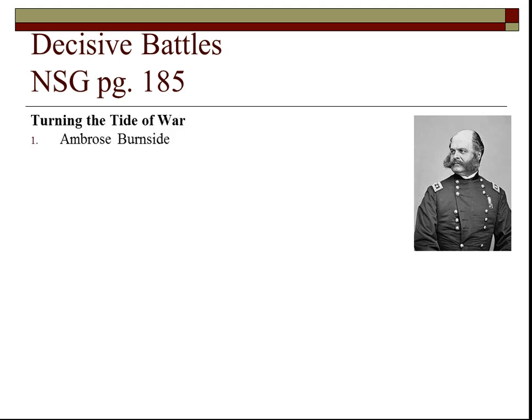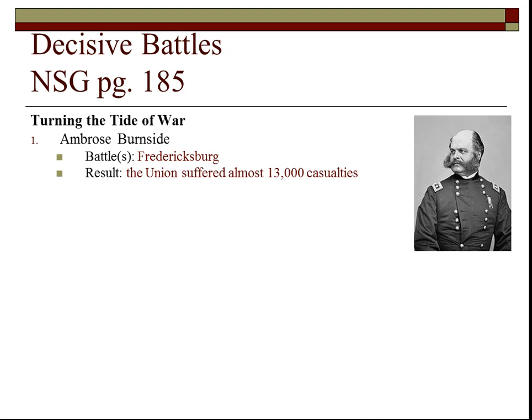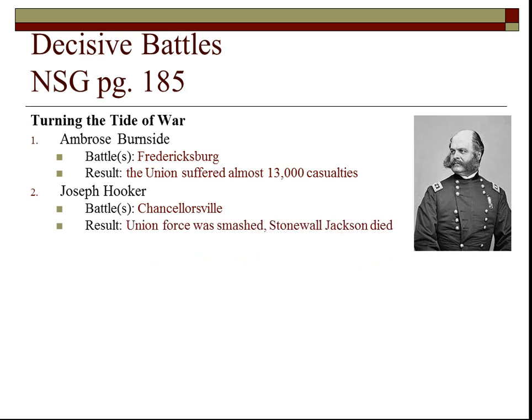Turning the tide. Ambrose Burnside, you can see a picture of him there. The battle he fought in was Fredericksburg, and the result is the Union suffered almost 13,000 casualties, and the South won that war. Joseph Hooker fought the Battle of Chancellorsville, and the result of that was the Union force was smashed, but also Stonewall Jackson, an important general in the South's army, died as well in that one, shot by his own troops.